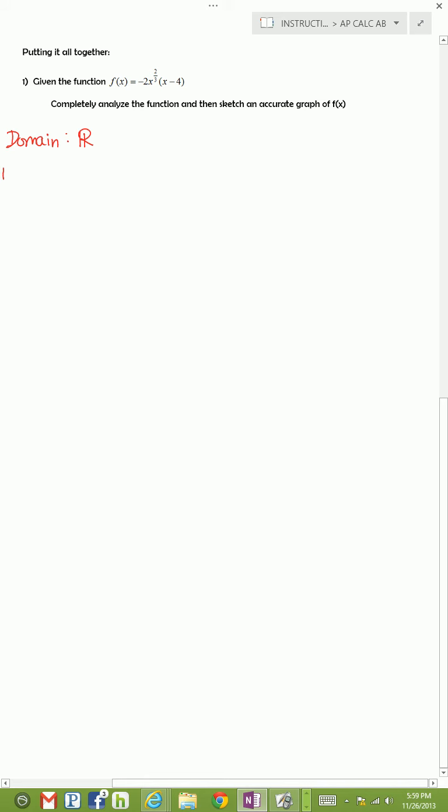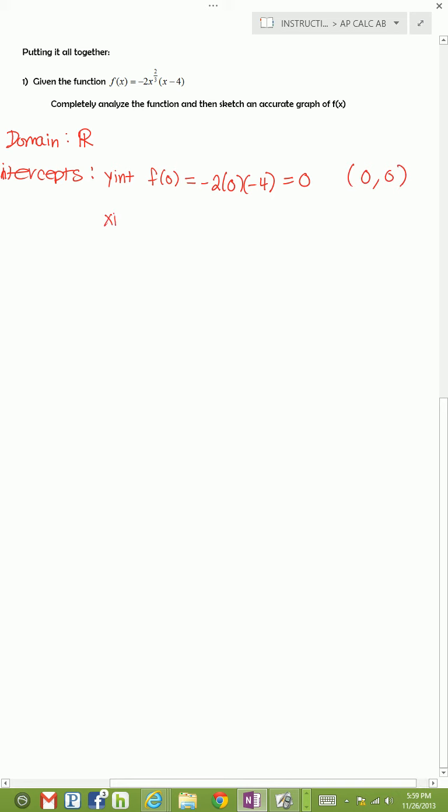Secondly, I'm going to look at intercepts. For my intercepts, I'll look at my y-intercept first. I don't really care what order you go. My y-intercept is where x is equal to 0, so I'm going to find f of 0, which would be -2 times 0 to any power, which is just 0, and then multiplied by -4 gives us 0. So the point (0, 0) will be on my curve.